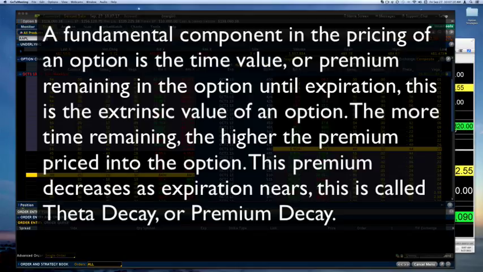Theta is a fundamental component, or maybe a different way to say this is the fundamental component, in the pricing of an option: that time value, otherwise known as premium, the amount of premium remaining in an option until expiration. I'm throwing a lot of terms out. Another way to view this is that this is the extrinsic value of an option. The more time remaining, the higher the premium that is priced into the option, and this premium decreases as the expiration nears. You'll hear this often referred to as the theta decay or the premium decay.